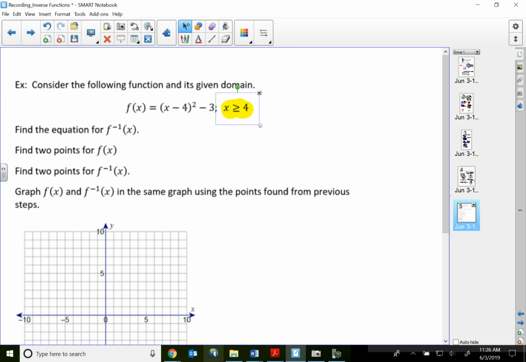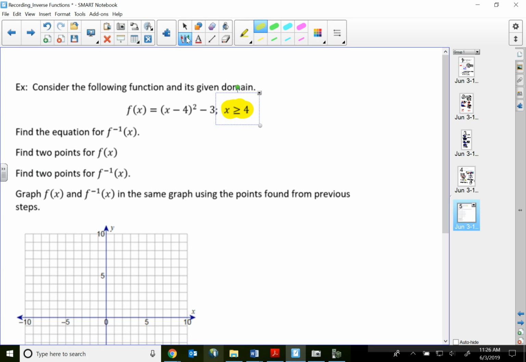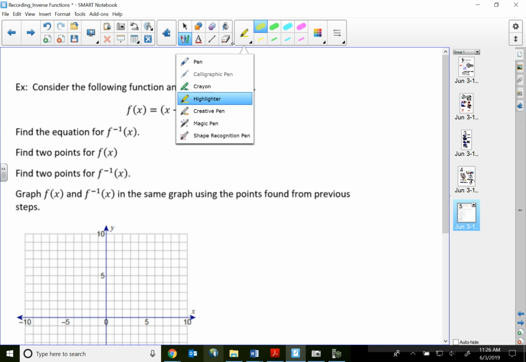Okay, this is a very weird concept. I'm not thinking about the entire graph as a whole. I'm only thinking about the domain x greater than or equal to 4 of my graph. So remember, a parabola, oh, by the way, just by looking at this function, what is the vertex? Think about this.